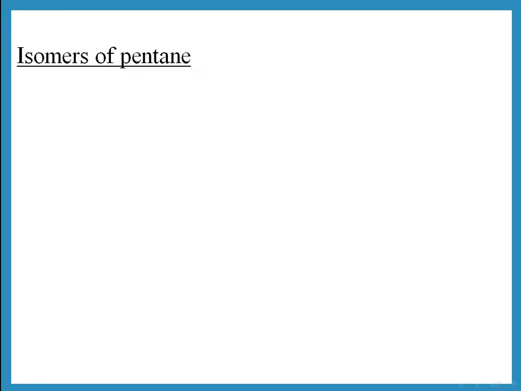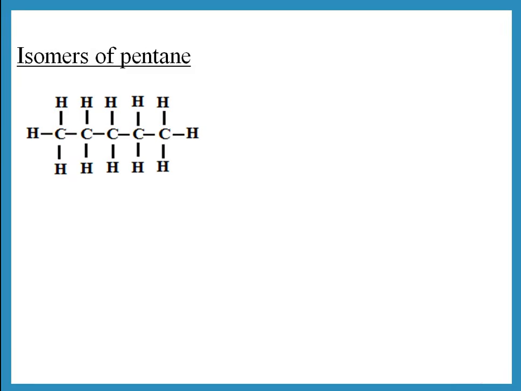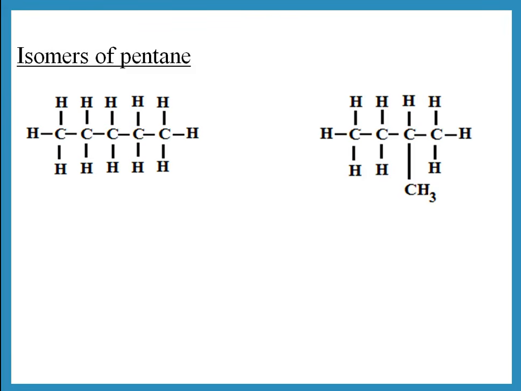Isomers of pentane would be the same way. Pentane means I have 5 carbons, so I can either put the 5 carbons in a straight chain, or one of the carbons as a branch, or 2 of the carbons as a branch. So these are 3 isomers of pentane.